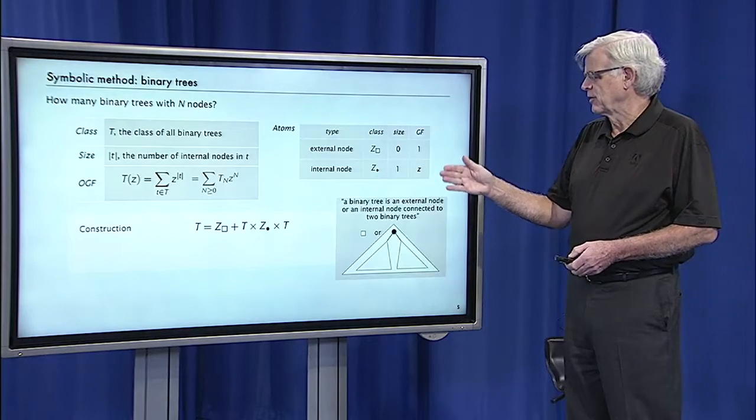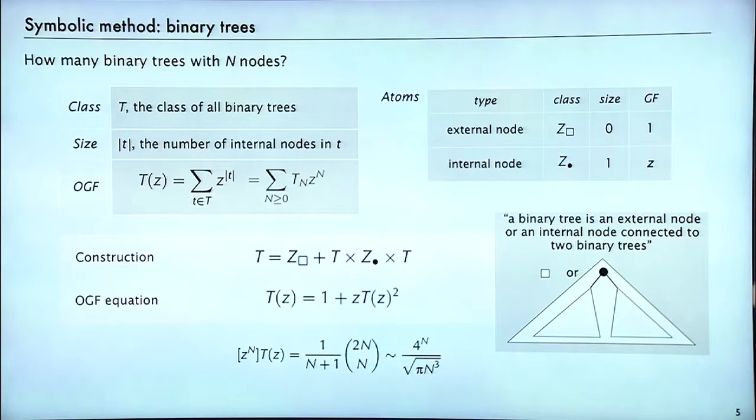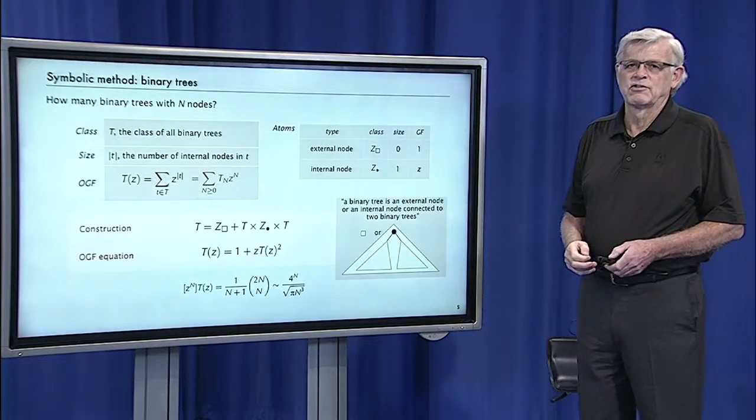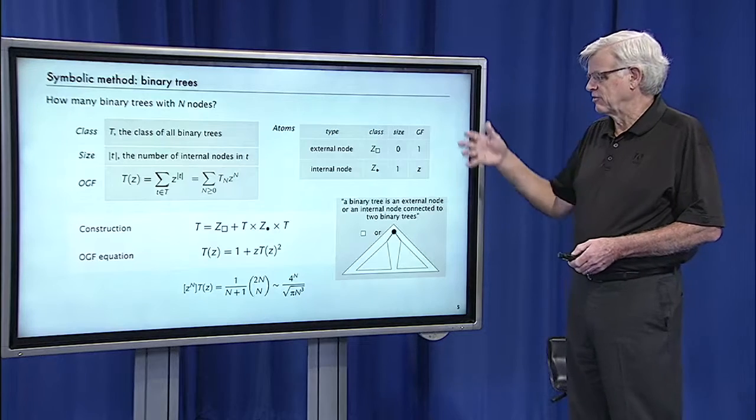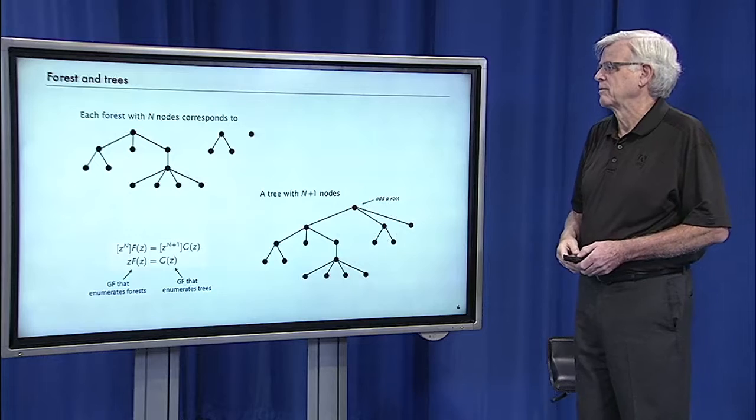And then we have a combinatorial construction that comes as a mathematical representation of our explicit definition of what we mean by a binary tree. And then our basic transfer theorem translates that construction immediately into an equation on the generating function, which we can then solve and get asymptotic estimates of the coefficients. So that's just a quick review of the symbolic method for binary trees, just to set the context for the different problems that we're going to do in this lecture.